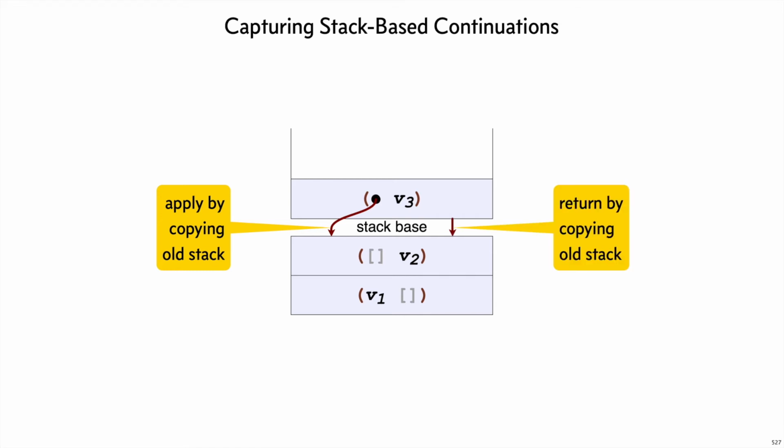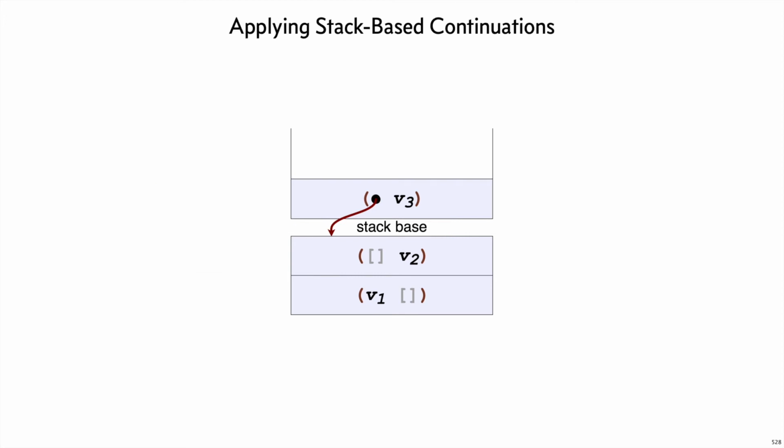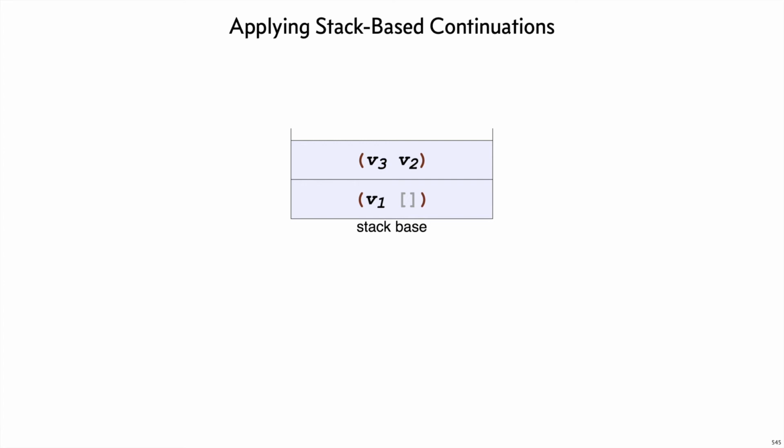At the same time, we need to take care of the possibility that callCC returns instead of having its continuation applied, so the return address is also set up to copy in the old stack. If the continuation is applied, then that old stack is copied into the current stack, replacing whatever was there, and the argument to the continuation is delivered to that stack. If there are no other references to the continuation, the old stack can go away by garbage collection, and now we're back to the simple case, as if we had just returned v3 in the first place.